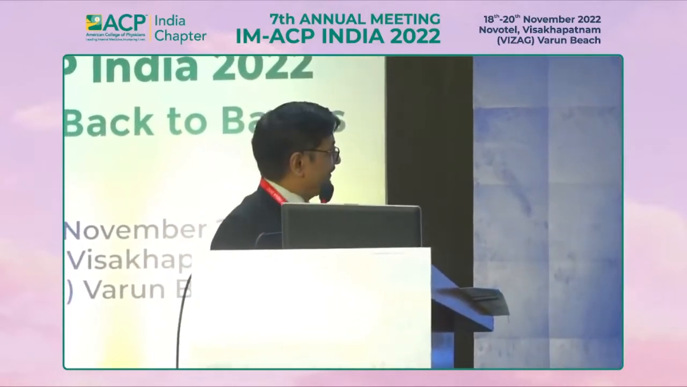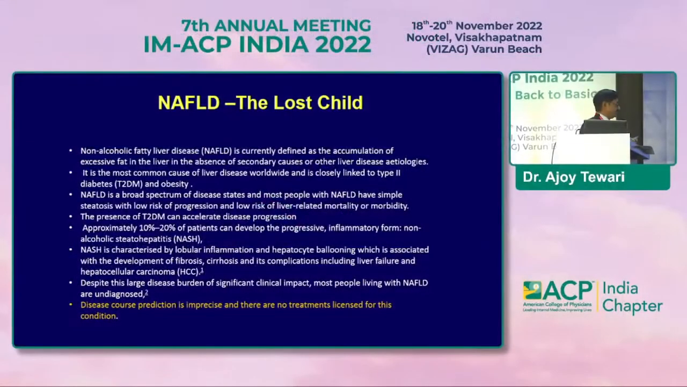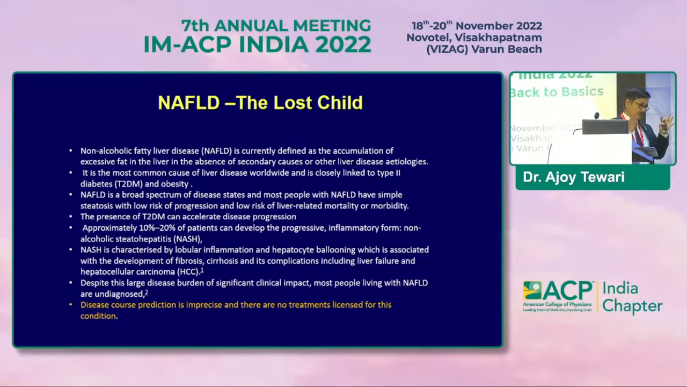So I started with that NAFLD is the lost child, because non-alcoholic fatty liver disease is currently defined as the accumulation of excess fat in the liver in the absence of secondary causes or other liver disease etiologies. So NAFLD or MAFLD is a diagnosis of exclusion. It is the most common cause of liver disease worldwide and is closely linked to type 2 diabetes and obesity. So we have to see it in continuum. We don't have to isolate.